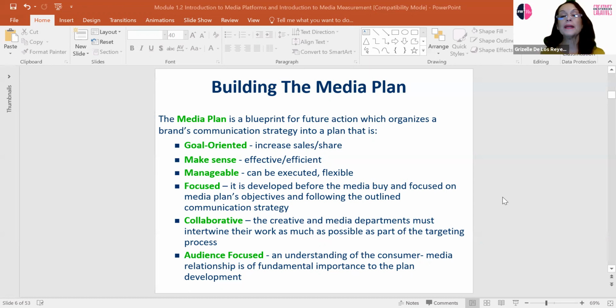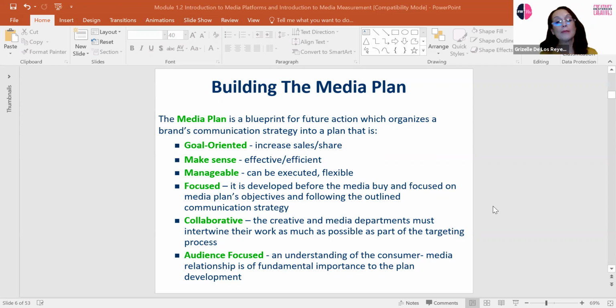Remember that a media plan has to be, first of all, goal-oriented. Are we increasing shares? Are we increasing sales? Are we doing both? Raising awareness. It has to make sense, so it has to be effective and efficient. It has to be manageable because it has to be executed, and flexible. It has to be focused. Remember that a media plan is developed before the media buy and focuses on the objectives and the outlined strategy.